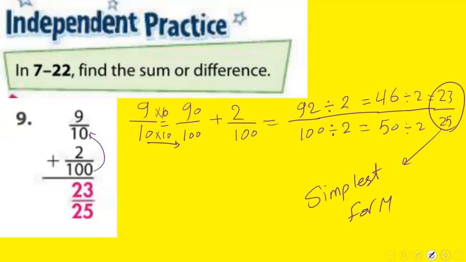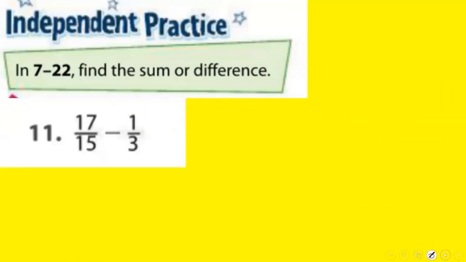This is the first one in independent. Number 11. Independent, bracket 17 over 15 minus 1/3. Okay. 1/3 needs to change because 15 is divisible by 3. I will leave it as it is. I need to make this 3 like 15. Okay, this is 3 multiplied by 5 and 1 multiplied by 5.